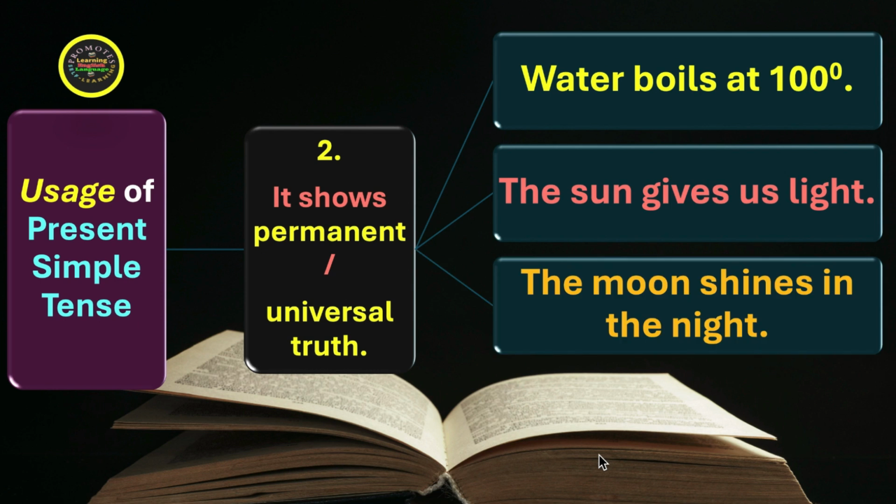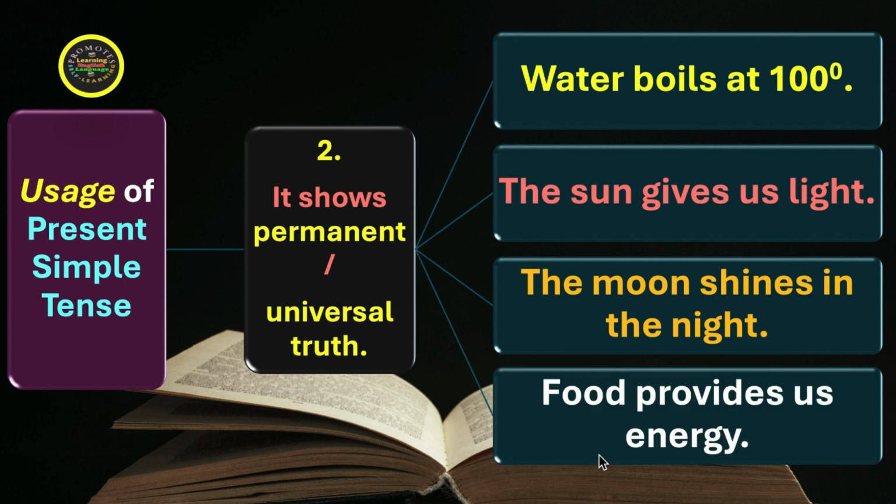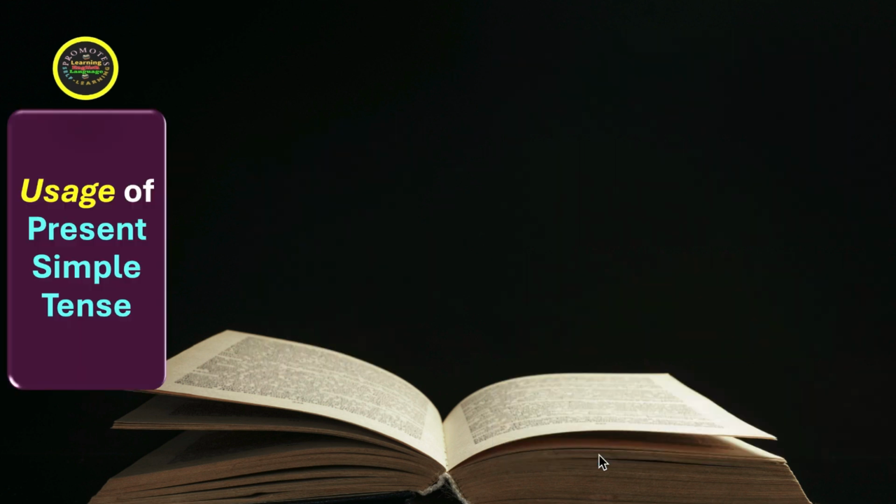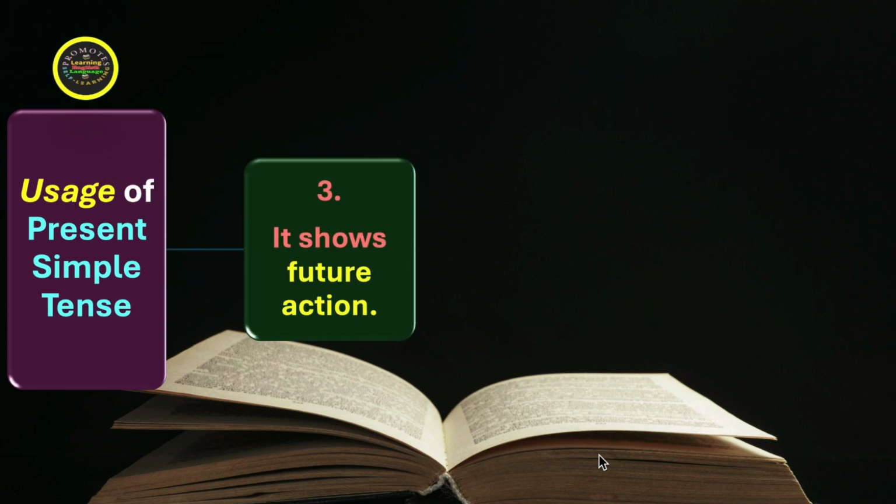Permanent truth. Universal truth. Acknowledged by people all over the world. Food provides us energy. So all these sentences show us permanent truth, universal truth. So this is the second usage of present simple tense. We continue our discussion. Usage of present simple tense, and we have third point.